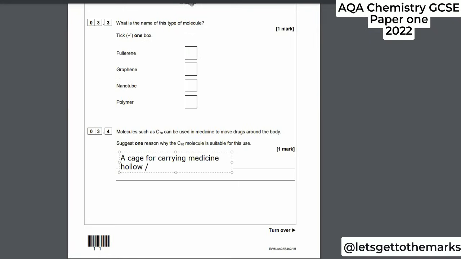Some other possible answers are not toxic. You wouldn't want to put something poisonous in somebody's body. We wouldn't also want it to start having chemical reactions. So it's very unreactive. And all nano materials have a high surface area to volume ratio, which generally is, I would say, the most important thing to remember about nanoscience, this last one there, the high surface area to volume ratio. That will normally work its way into every answer to do with nanotechnology. All right, let's move on.